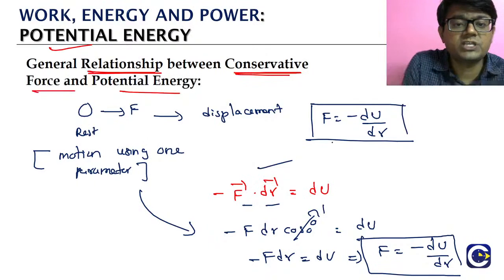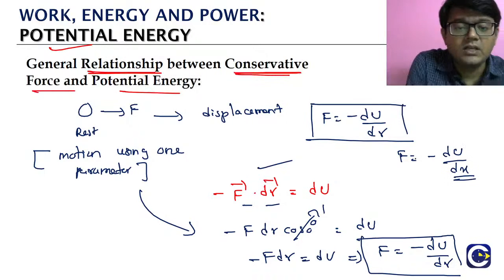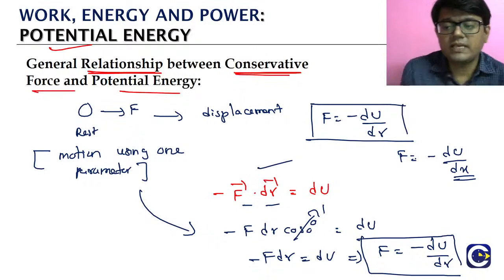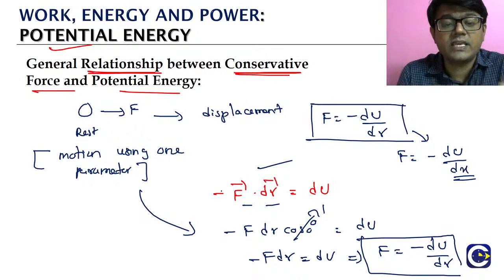So if the motion is related along the x axis வெச்சுக்கோங்க, then what we'll have? F will be equal to minus du by dx, because here the position will be along the x axis. Okay va? So like this we can write. So this is a special case of the relation. When we can use it?